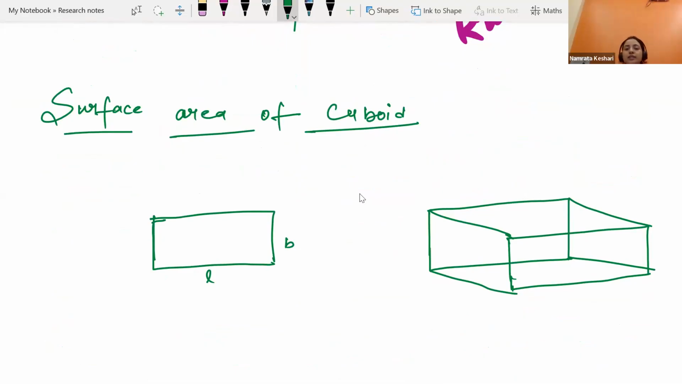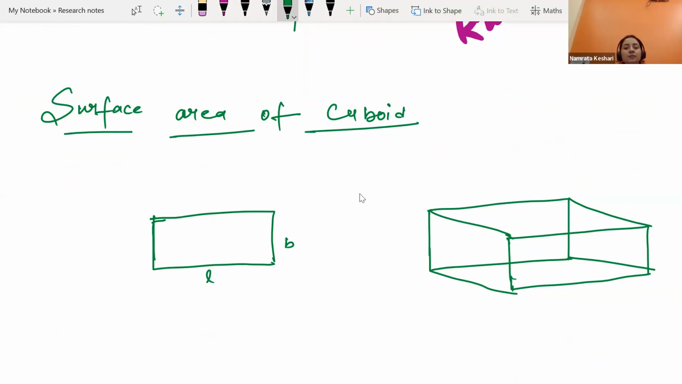I was just discussing what is the difference between area and perimeter, which you must know, right? And we are going to discuss now the surface area of a cuboid. So it is made up of rectangles. We have taken so many rectangular surfaces and we ended up getting a 3D figure that's called a cuboid, and we are going to discuss the surface area of this cuboid.